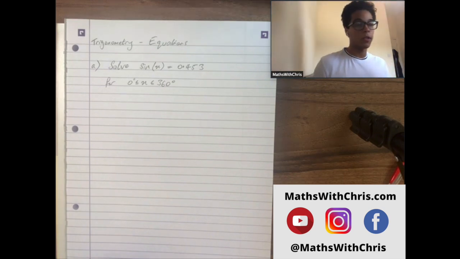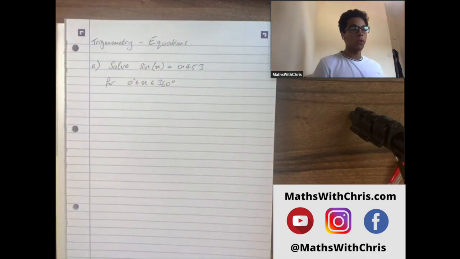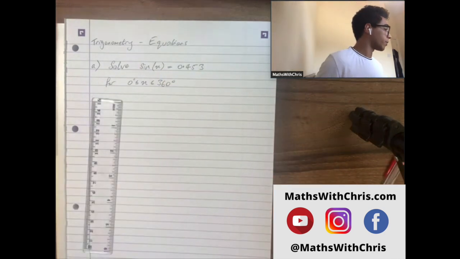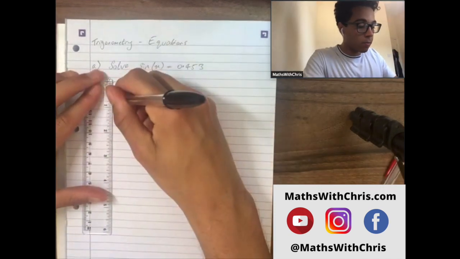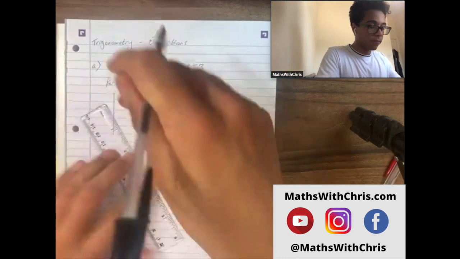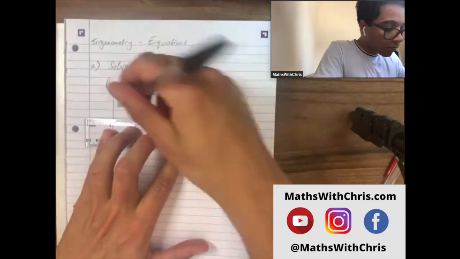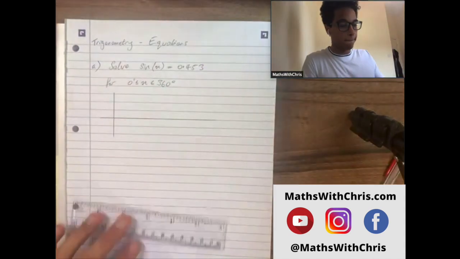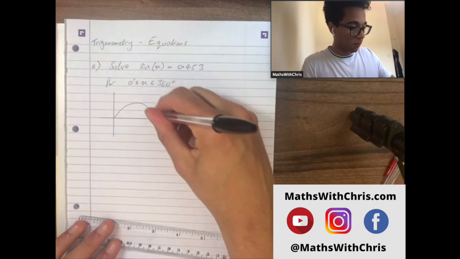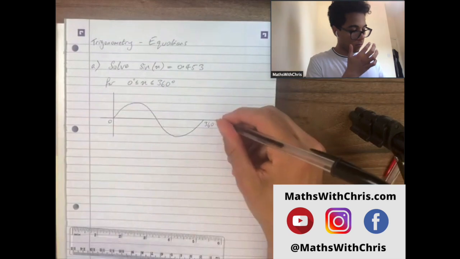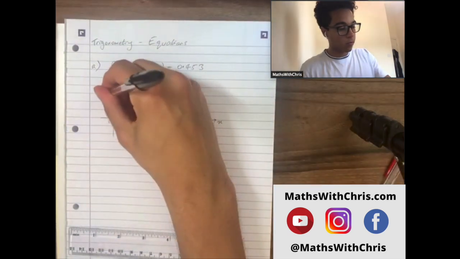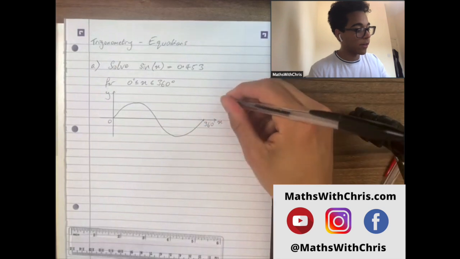Yeah, so we want to solve this equation, sine of x equals 0.453 in this range. So I think it's important to remember that when we're solving this, we can use the graphs. They sort of give us the best way of describing what this is going to look like. So if we just sketch this, what does this mean? So this is our graph, y equals sine x.